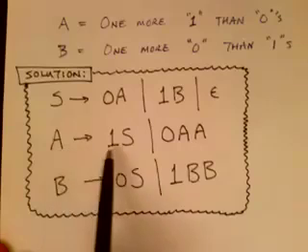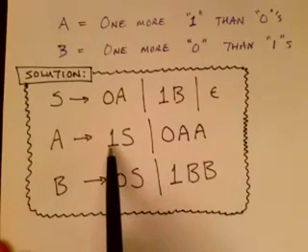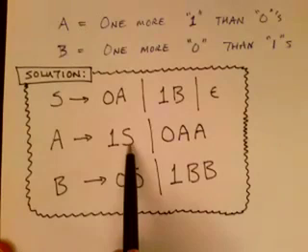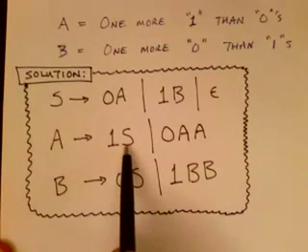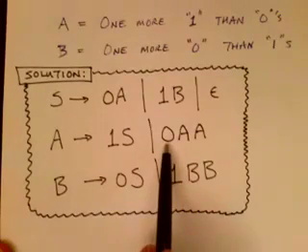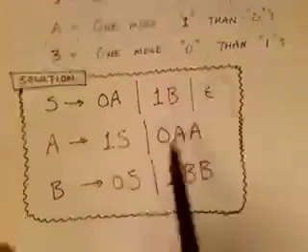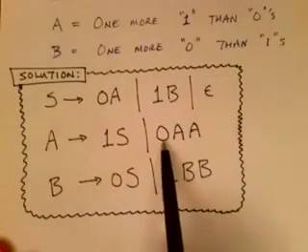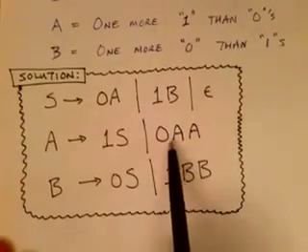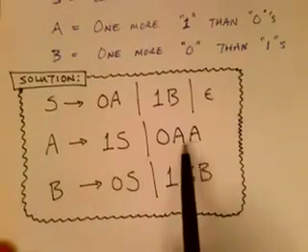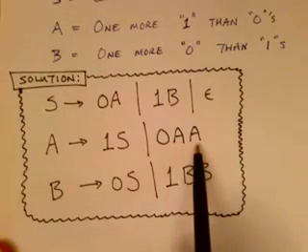A will expand to a string that has one more 1 than zeros. Okay, if A starts with a 1, then we're done. We've got our extra 1, and then we can follow it with any string where we have an equal number of zeros and ones. On the other hand, if A starts with 0, well, A is supposed to have one more 1 than it has zeros. So now we've got a double deficit of ones, if you will. So we need to have two A's to pick up two additional ones.